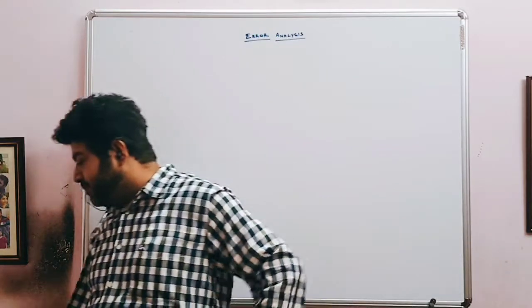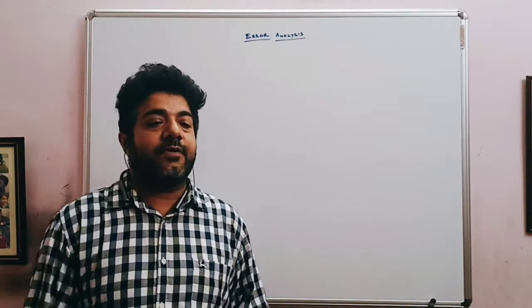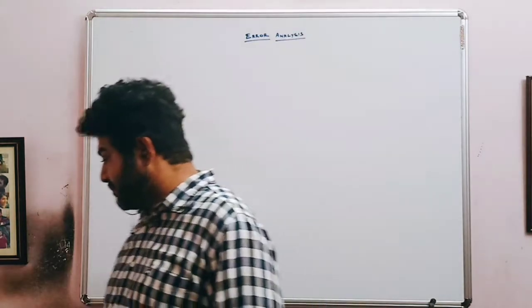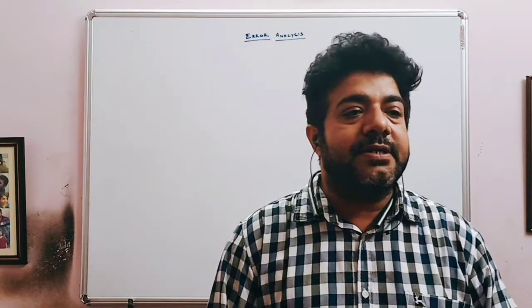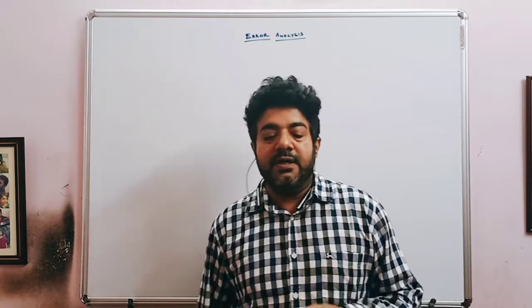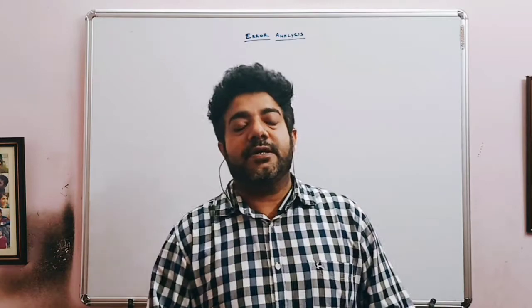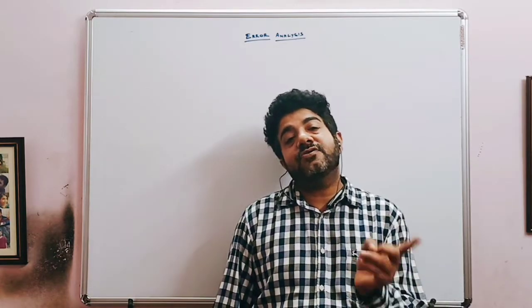Now with this error, we first start from the systematic error. What do you mean by systematic error? Systematic error means the causes of the error you know, then it is called the systematic error. Means the causes of this error you know, that means you are able to rectify it.